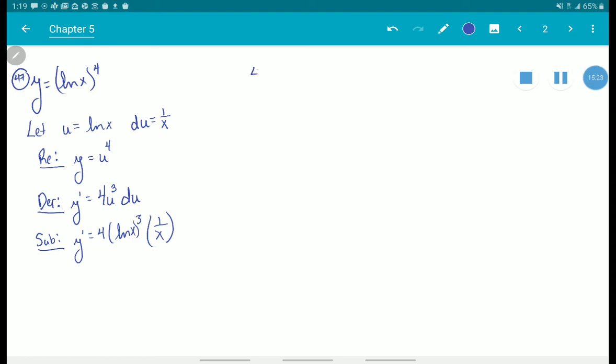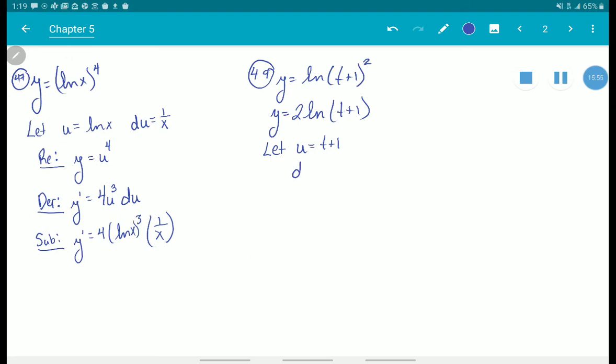Let's look at 49. 49 is y equals the ln of t plus 1 squared. Now we can use our logarithmic properties to help us simplify this just a little bit. Let's pull that 2 to the front since that's the power rule for logarithms. So we can rewrite that way, which is going to make life a little bit easier. So now let's talk about our u substitution. Let's let u be t plus 1. The derivative of that would just be 1.